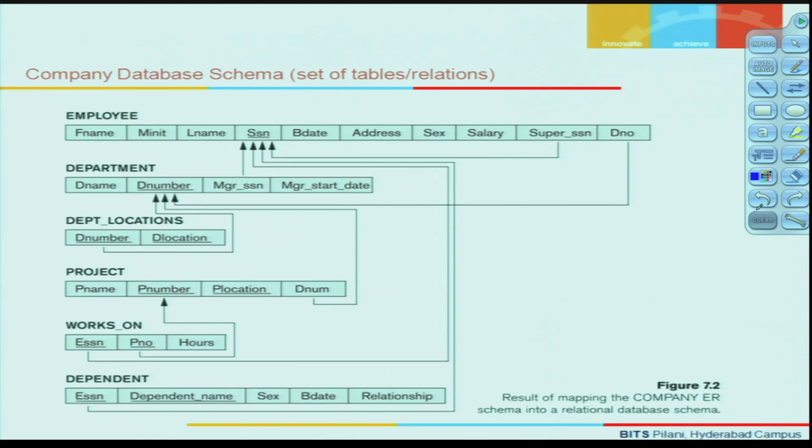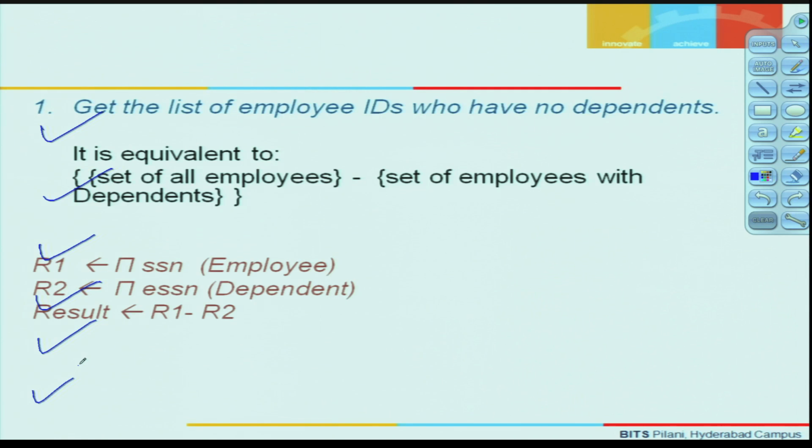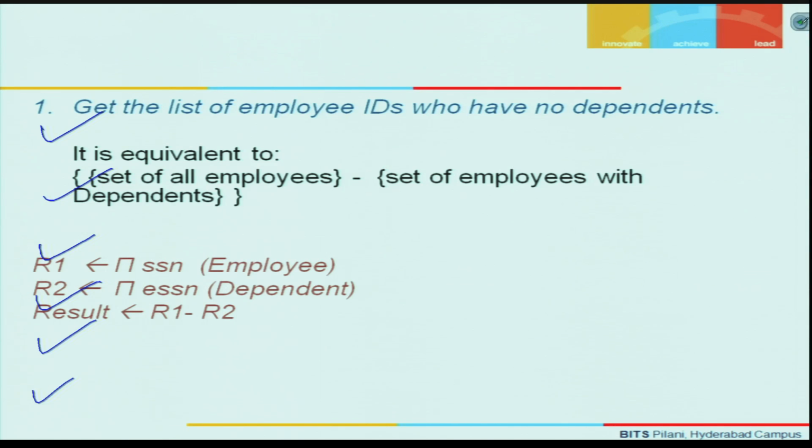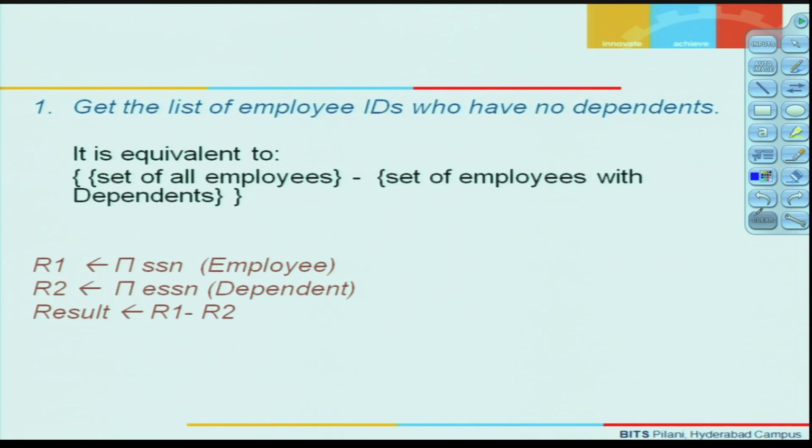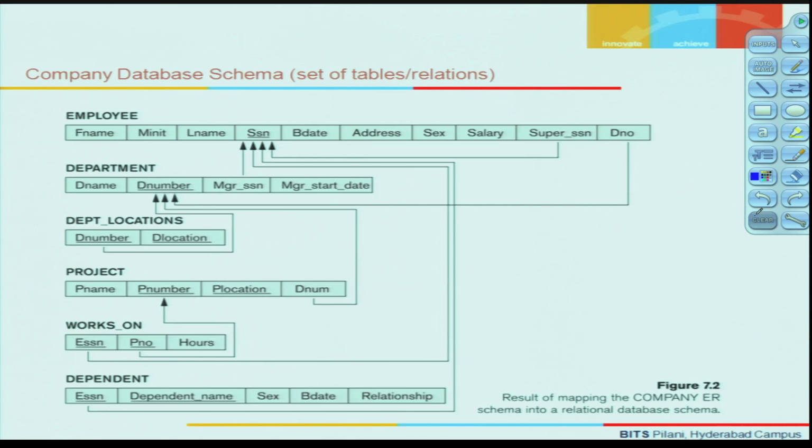And if you look at the relational database schema for the company database, I have the employee table, department location table, project table, works on table, and then dependent table. Now let us try to form some queries in relational algebra to extract some data from the database. Whatever data retrieval requirements I am going to specify will be on this company database schema.